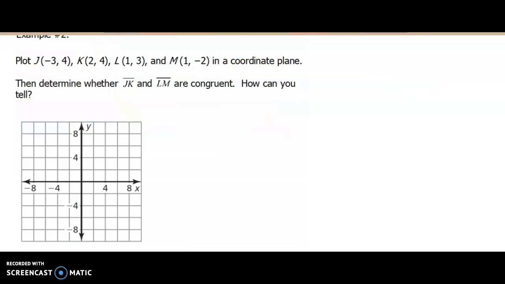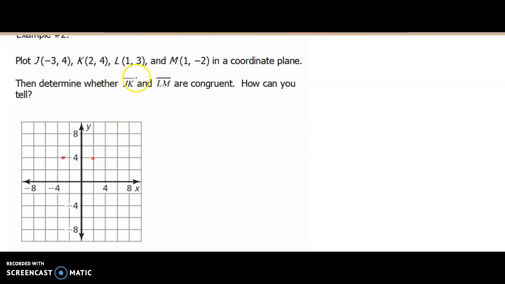All right, here is example 2, guys. It says plot, and then it gives you 4 coordinates, J, K, L, and M, in the coordinate plane. So anytime we're given an empty coordinate plane and we're given coordinates, we need to plot those points. I shouldn't have to tell you, that's something you should automatically do. So J is at -3, 4, which is right about there. Sorry guys, I'm still trying to figure out this tablet. There we go. And K is at 2, 4, which is right there.